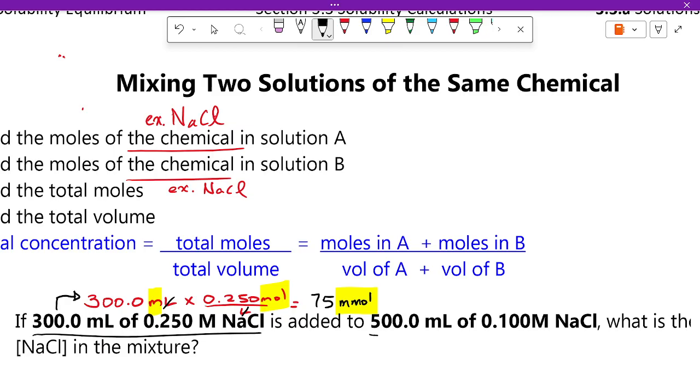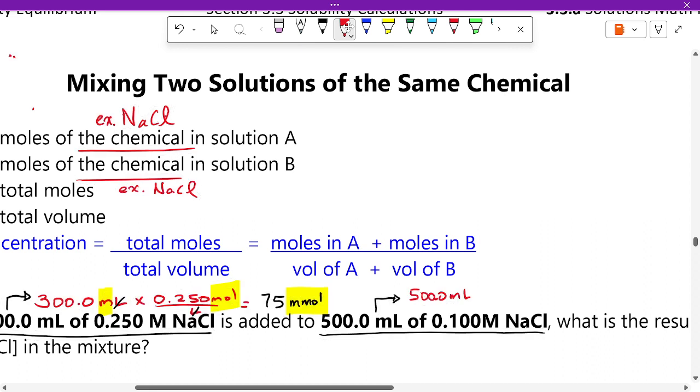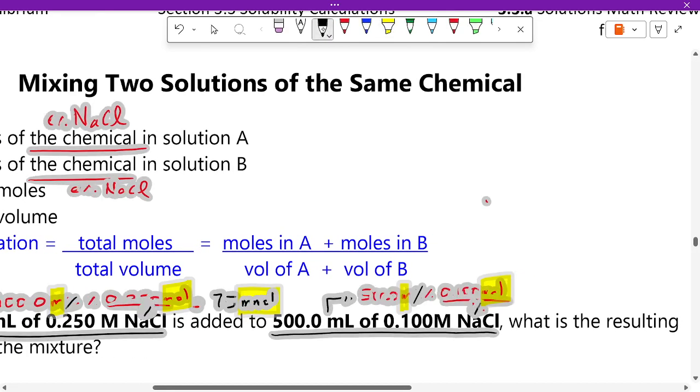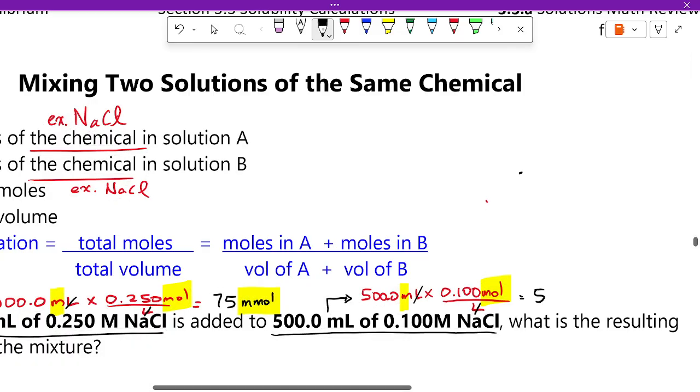Now we're going to do our second one. We have 500 milliliters of, means times, 0.100 mole per liter. The liters cancel out, and we are left with millimoles. So that's going to then be 50 millimoles.